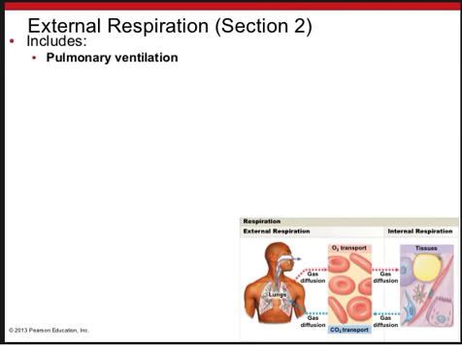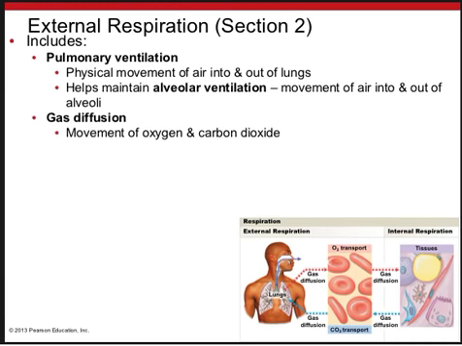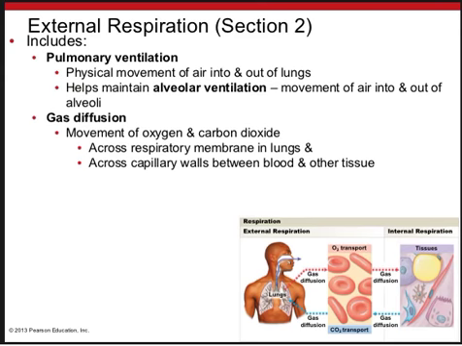With external respiration, we see pulmonary ventilation, bringing air into and out of the lungs. This helps maintain alveolar ventilation, which is the movement of air into and out of the alveoli. Gas diffusion is the movement of oxygen and carbon dioxide across the respiratory membrane here. And this also happens between the metabolically active tissues of the body and the capillary beds. This is how we pick up the waste gas CO2 and eliminate it from metabolizing tissue, and also how we deliver oxygen to that tissue at the same time.